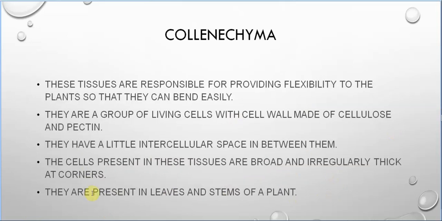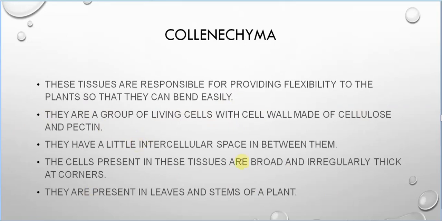The next one is Collenchyma. These tissues are responsible for providing flexibility to the plants so that they can bend easily. I hope you can understand this line. They are a group of living cells with cell wall made up of cellulose and pectin.